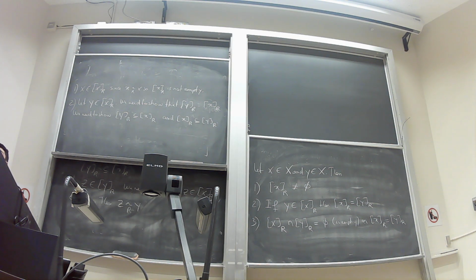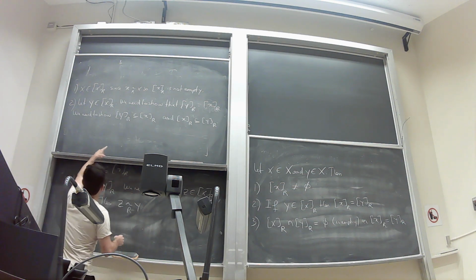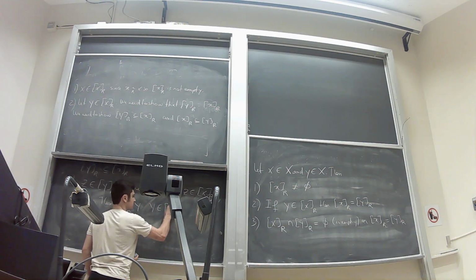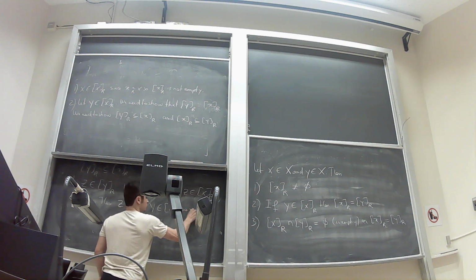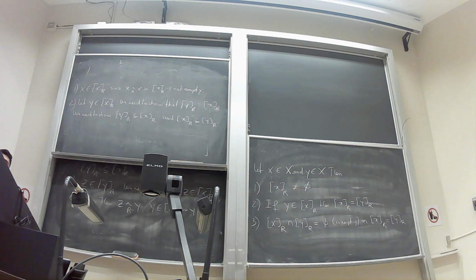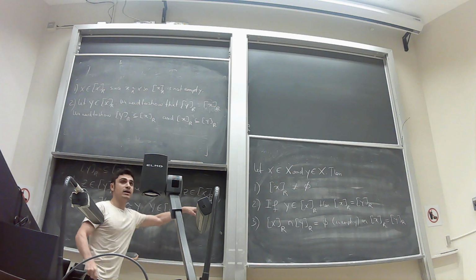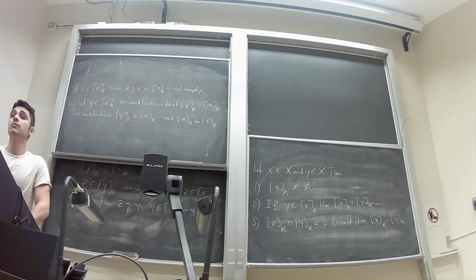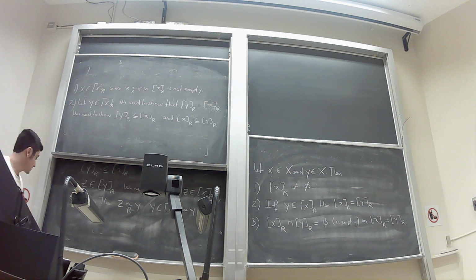We use the transitive relation. Exactly. Now we know that, by assumption, y belongs to the equivalence class of x. So y is related to x. Everybody agrees? Okay, so z is related to y and y is related to x. What can I use to finish and say that z is related to x? By transitivity, z is related to x. By transitivity of R.